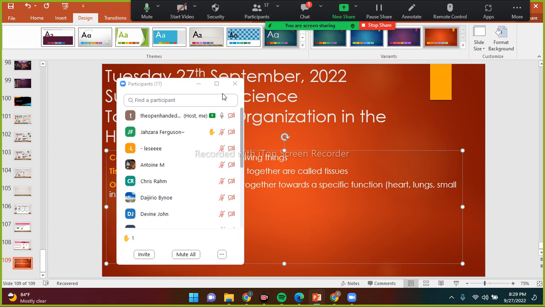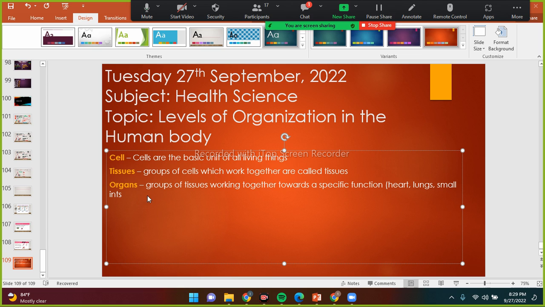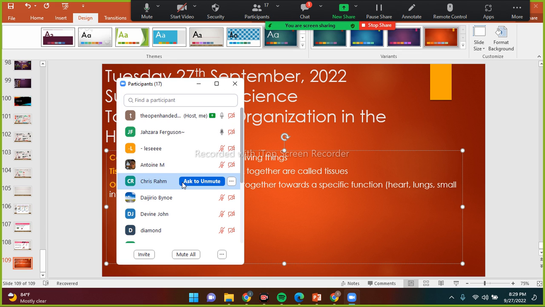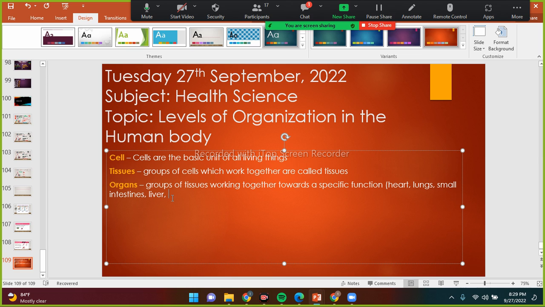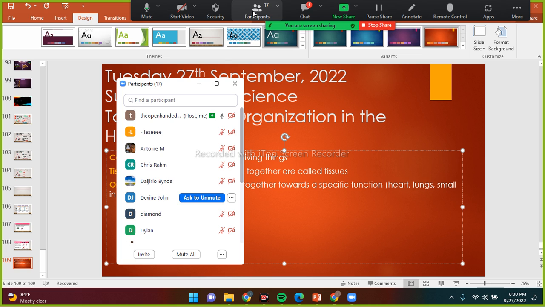Jazari, you have your hand raised. Yes, give me an example. The liver. The liver, very good. Give me another one. Anyone? Kidney. Kidney is very good. Brain. Brain, yes. All of them are good examples of your organs.